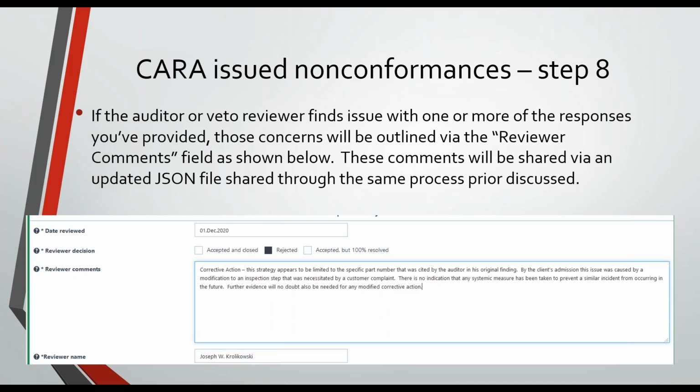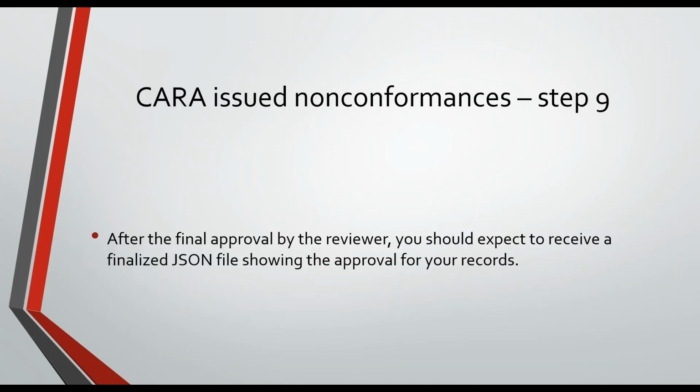We do try to be as detailed as we possibly can and try to set you up for success so that when you prepare a revised response, you will be able to have it be approved that second time around. And again, this will be sent back to you via a JSON file, in this case, an updated JSON file. Now, after things have received their final approval, you should expect to receive a finalized JSON file showing the approval for your records.